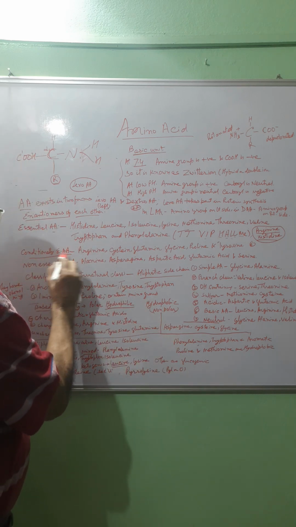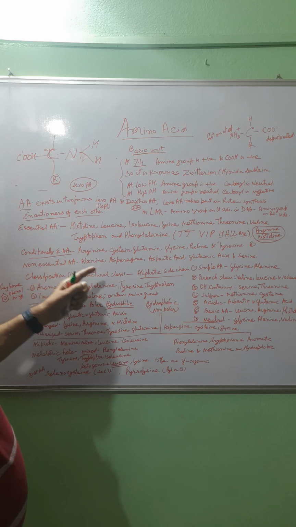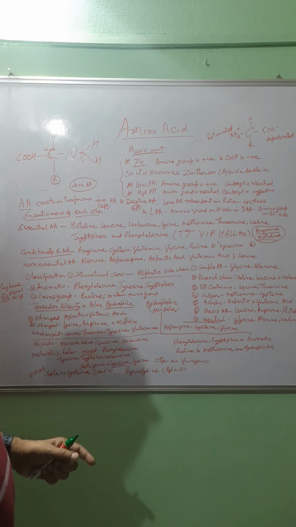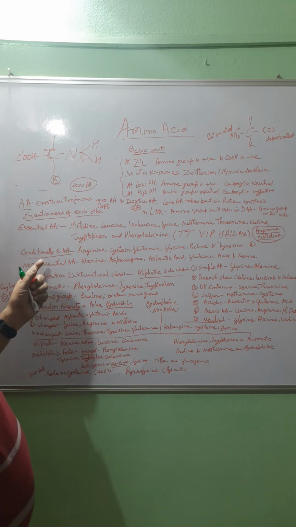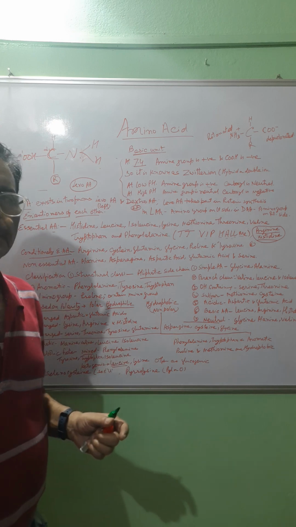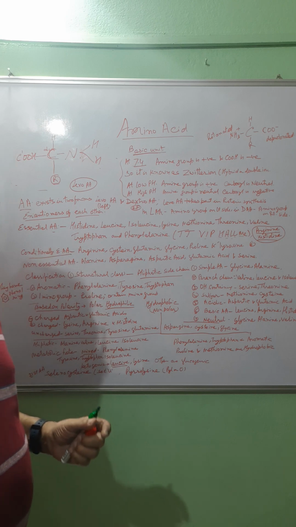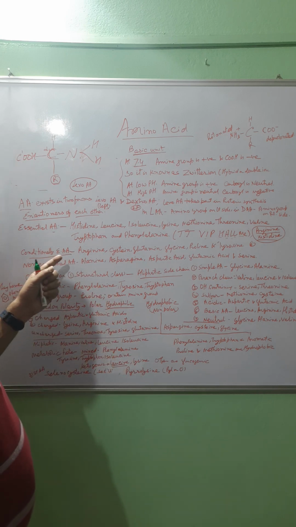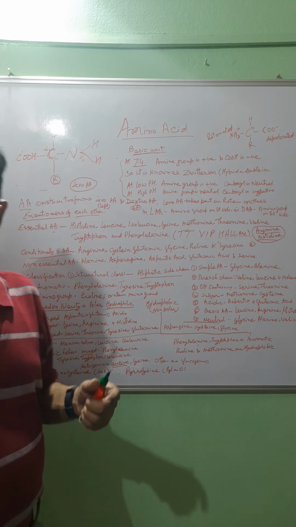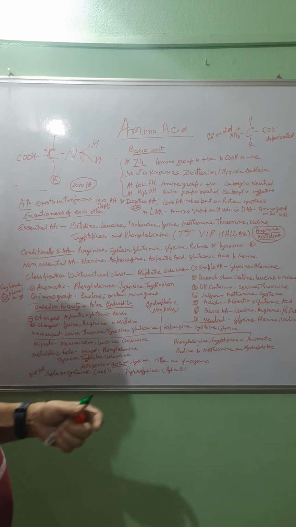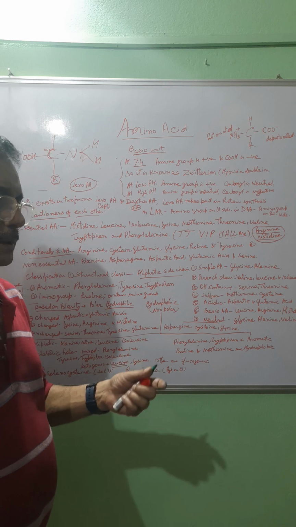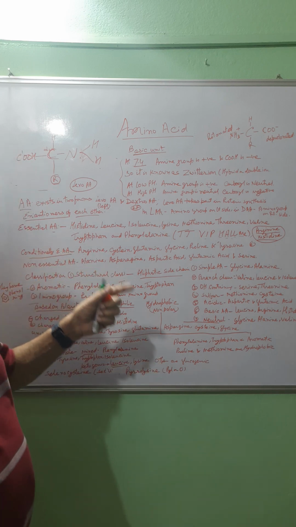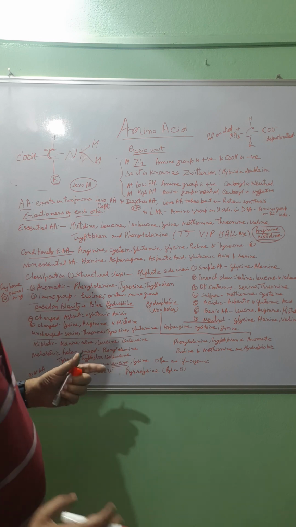Conditionally essential amino acids: arginine, cysteine, glutamine, glycine, proline, and tyrosine. They are conditionally essential, meaning when the body is healthy and there is no extra demand, these amino acids are synthesized by our body. When there is extra demand, for example in pregnancy or growing children, then these become essential amino acids and we must take them in our diet.